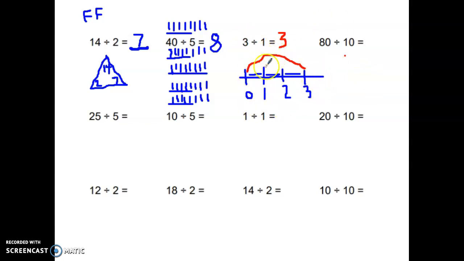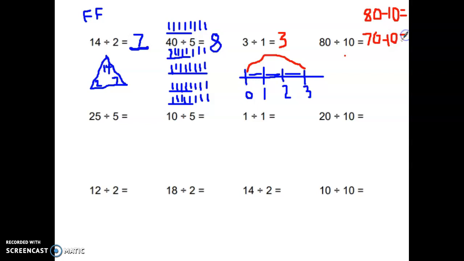So you can see this on a number line, and I said that you're subtracting, repeated subtraction. But let me go ahead and show that to you as repeated subtraction. So 80, I'm going to subtract 10 and see how many times I subtracted it. So if I subtract 10, that equals 70.